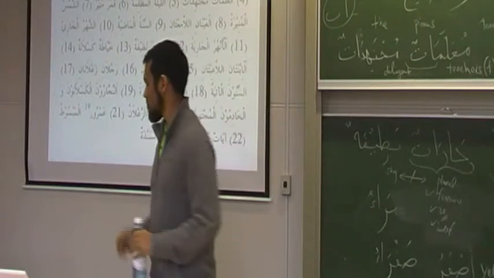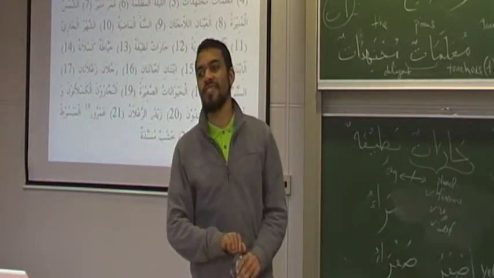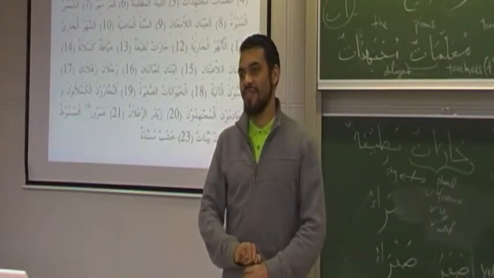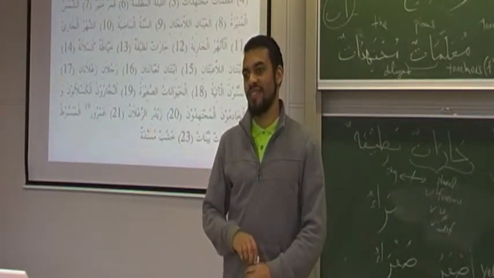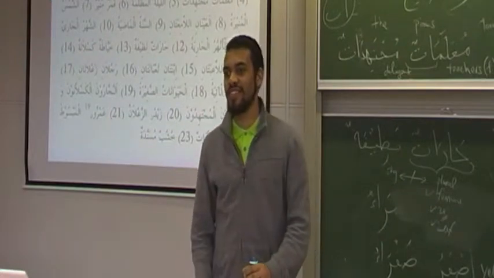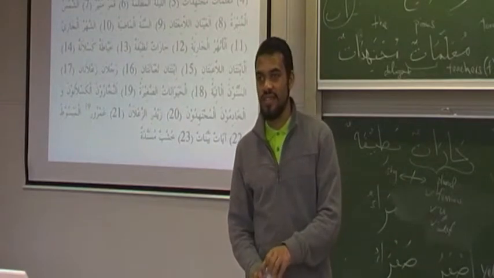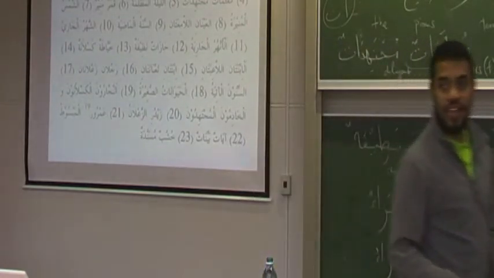It says, however, when the noun being described is jam'u ghayri aqil, the plural of an unintelligent being, whether masculine or feminine, the adjective is generally singular feminine, although it is sometimes plural. Yes. I didn't get it before, but now I get it.